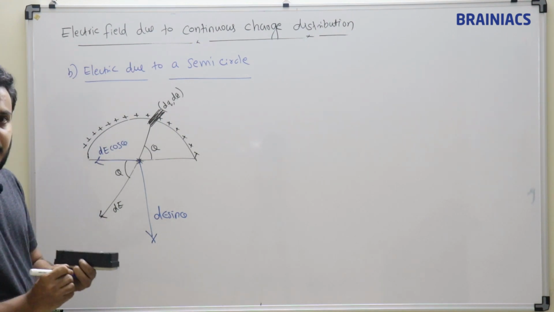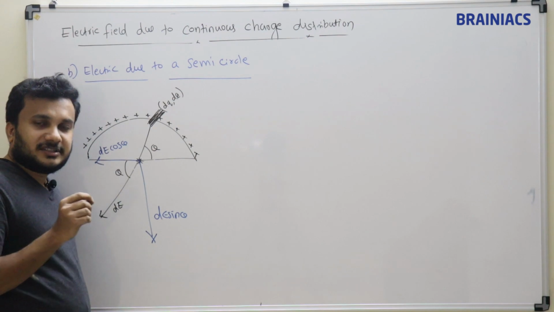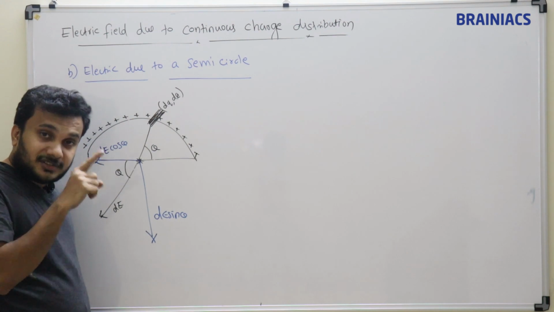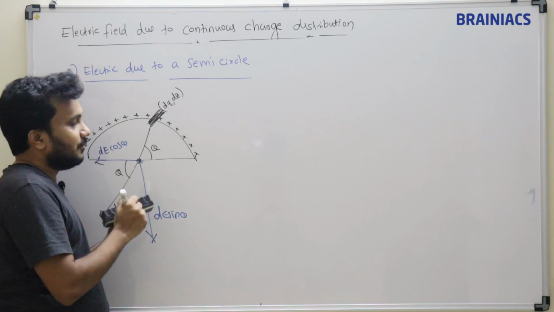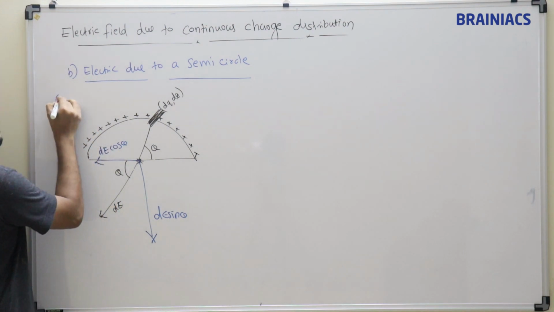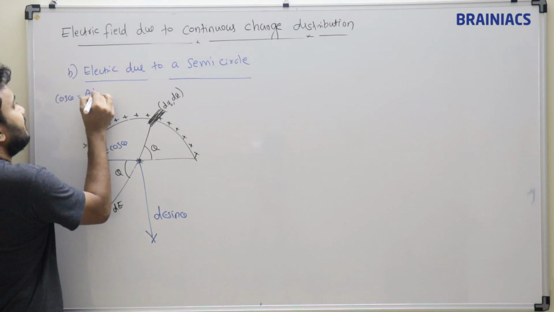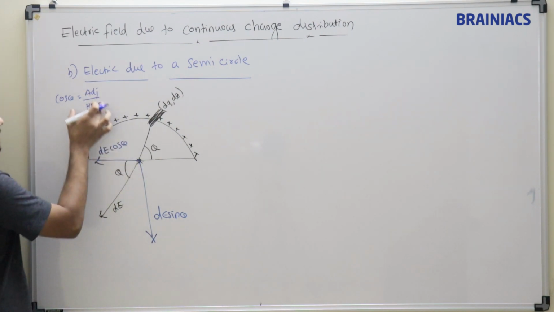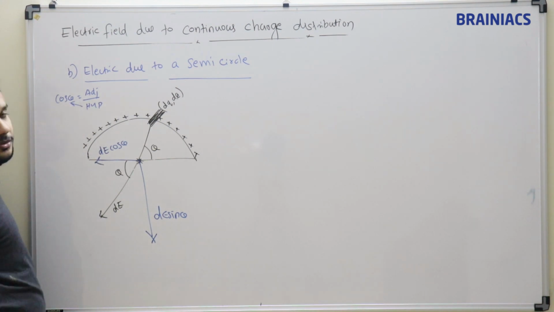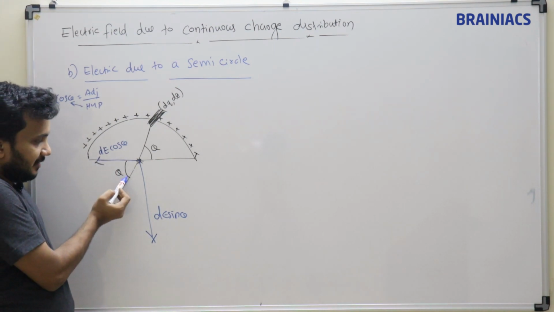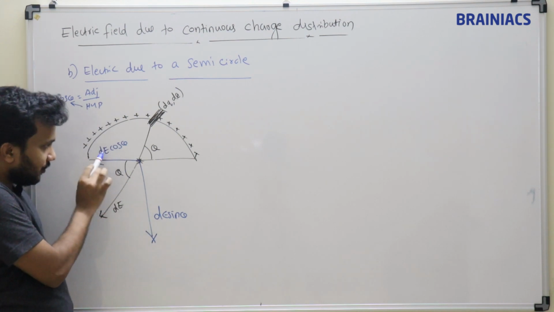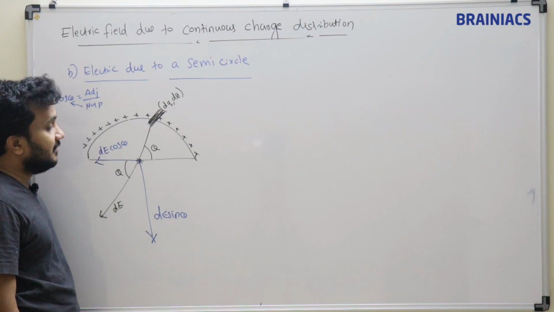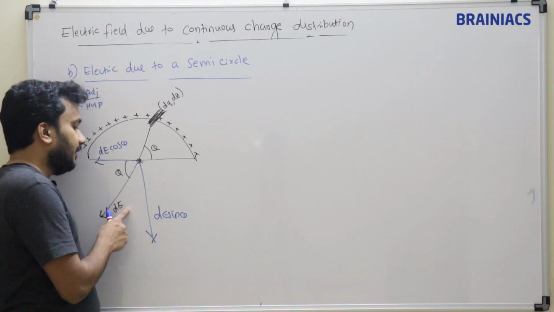You have learned this in school also, right? Cos theta equals adjacent side by hypotenuse. So the adjacent side equals hypotenuse into cos theta. Always remember, the side very near to theta is dE cos theta, and the other side is dE sin theta. So it is clear, now we have split it.